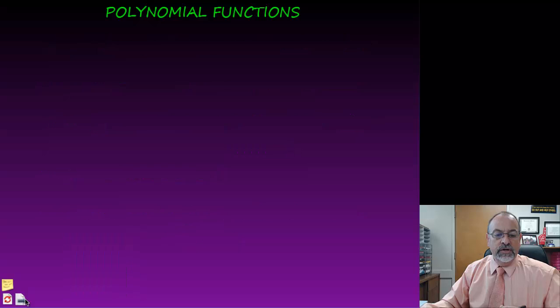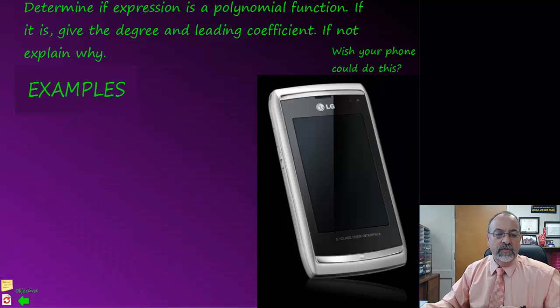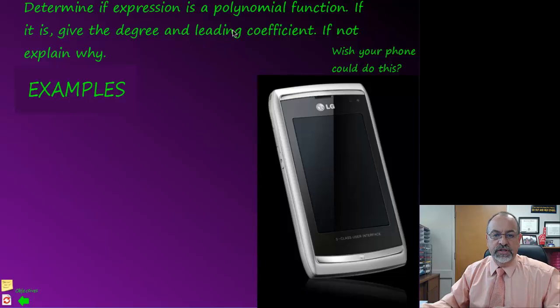Okay, so let's do a few examples of what you'll run into in your book, or examples that you'll have to do in your book. Determine if the expression is a polynomial function, and if it is, give the degree and the leading coefficient, and if it's not, then just explain why. So is this a polynomial function? Well, I notice it has a negative exponent, so no, because it has a negative exponent.